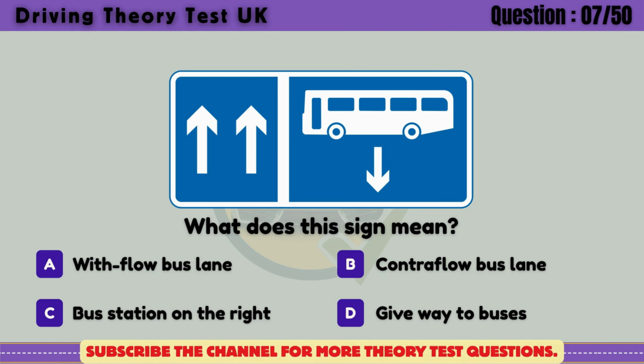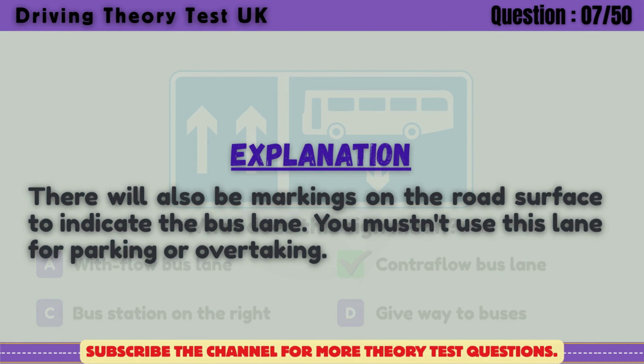Question 7. What does this sign mean? Option A. With flow bus lane. B. Contraflow bus lane. C. Bus station on the right. D. Give way to buses. Answer is B. Contraflow bus lane. There will also be markings on the road surface to indicate the bus lane. You mustn't use this lane for parking or overtaking.